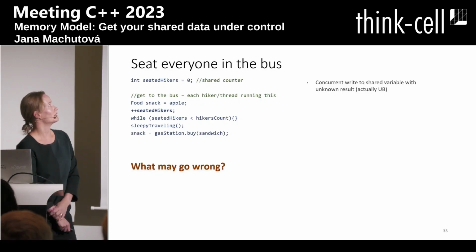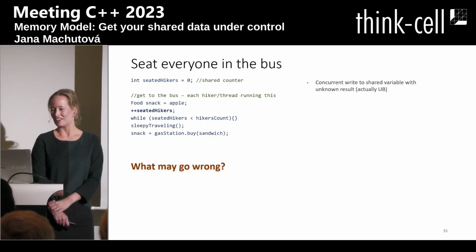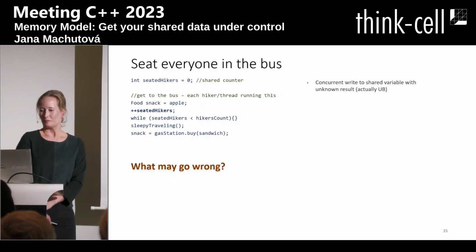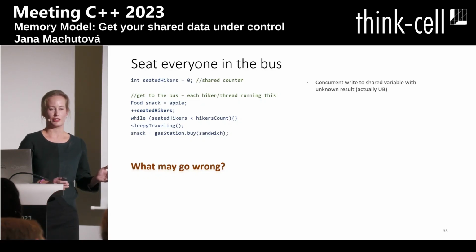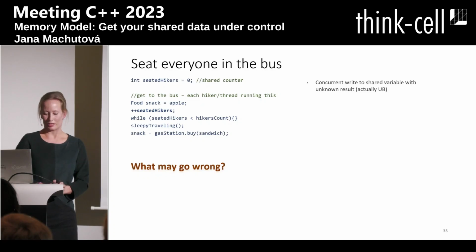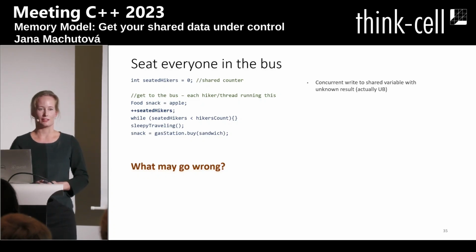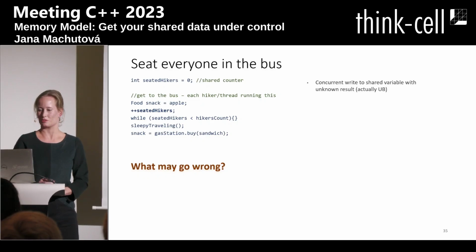Actually, almost everything. First, concurrent write to a shared variable has an unknown result, because when more threads are writing to the same variable and they are not synchronized anyhow, they can interfere. It's not an atomic operation. While one is writing, another one may start the modification. You don't know what the result will be. It's undefined behavior. You can't do it like this. I will go to the correct approach soon.